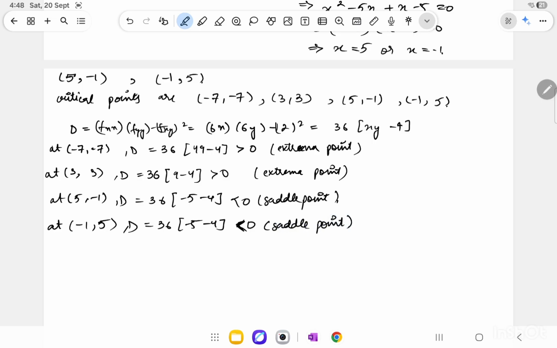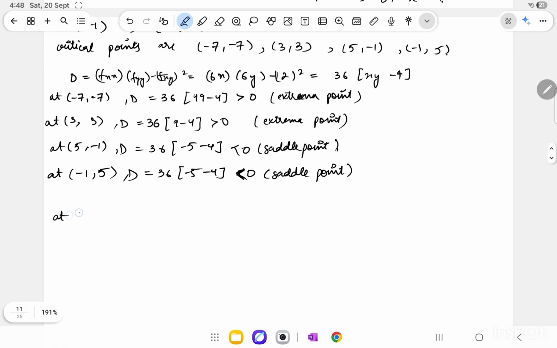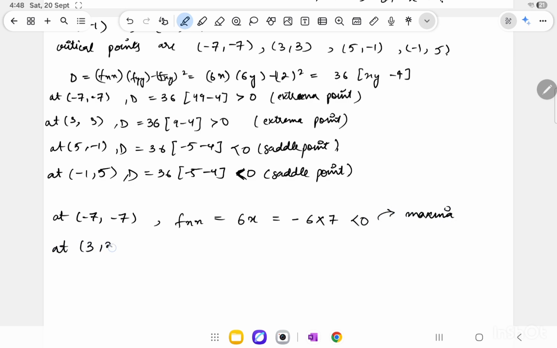Now let's check at minus 7 comma minus 7 and 3 comma 3 whether they are point of maxima or point of minima. So at negative 7 comma negative 7, sign of fxx, that is basically 6x will be minus 6 into 7, that is less than 0. So it is a point of maxima. And at 3 comma 3, my fxx will be basically 6 into 3, that is 18, which is greater than 0. So it is a point of minima.